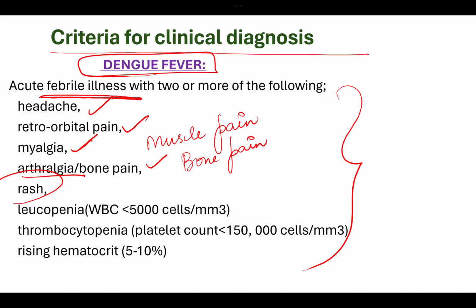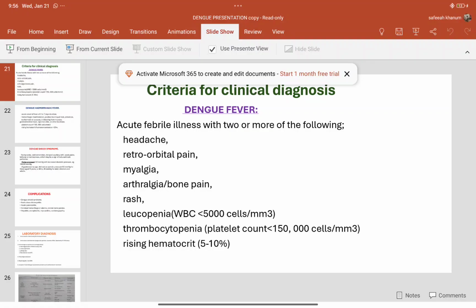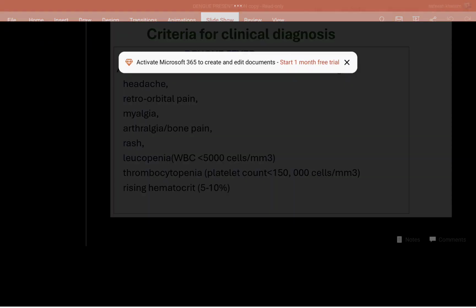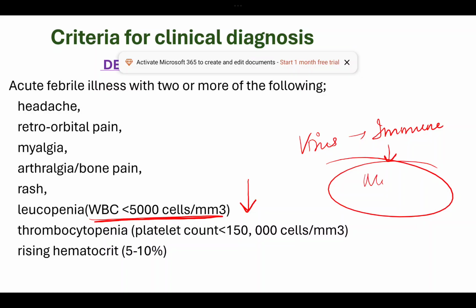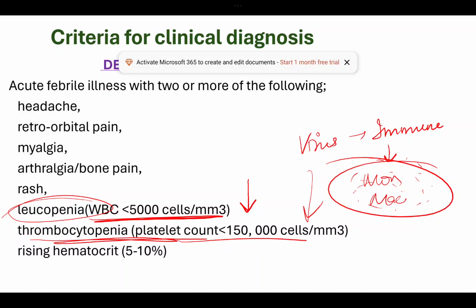And then the patient will present with rashes, leukopenia. The patient can present with leukopenia because the virus is attacking the immune cells, that is monocytes, macrophages. The virus is staying there and multiplying within the immune cells, so it is leading to the leukopenia, decrease in the WBC count.